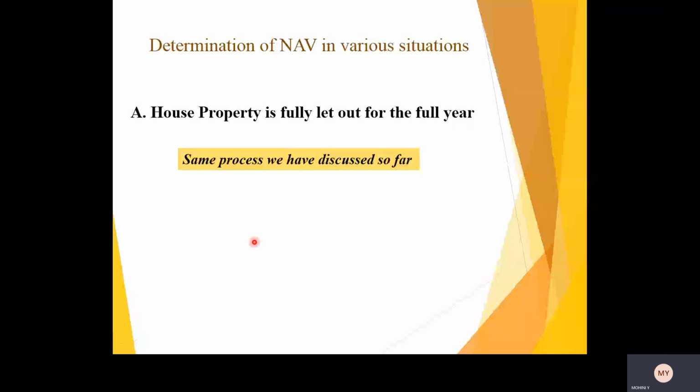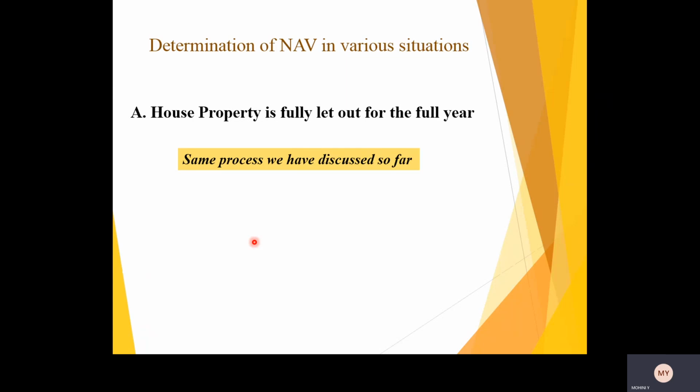Good morning, everyone. So in today's session, we will learn how we can determine the value of house property in order to calculate the taxes. Okay. So there are different situations. By situation, we'll understand how we can compute the income from house property. It's very easy. You just have to be clear in your mind under which situation which tax computation will be applicable.